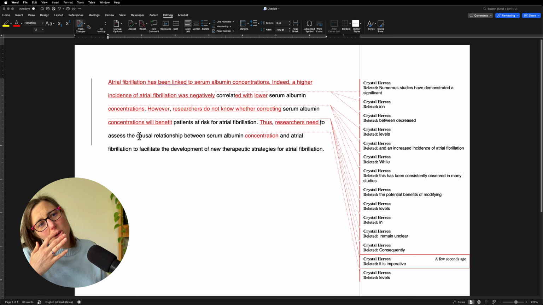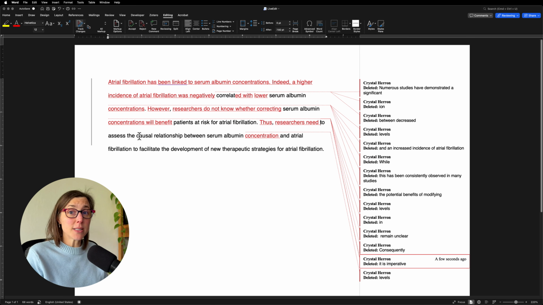So you could also say, instead of need to, you could say must. It's a little bit stronger. It's one word. The meaning is a little bit different. So that's something to keep in mind. So we're going to stick with need to, but another option would be to change it to must. Okay, so thus researchers need to assess.